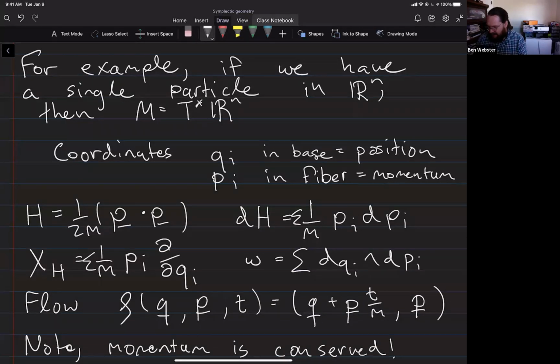So in this case, the Hamiltonian is just the kinetic energy. Since I'm writing things in terms of momentum, I have to square the momentum and divide by 2 times the mass. You might be more used to kinetic energy being 1/2 mv squared, and I have to use that mv as p. Okay, and I write that as the dot product of the momentum with itself.